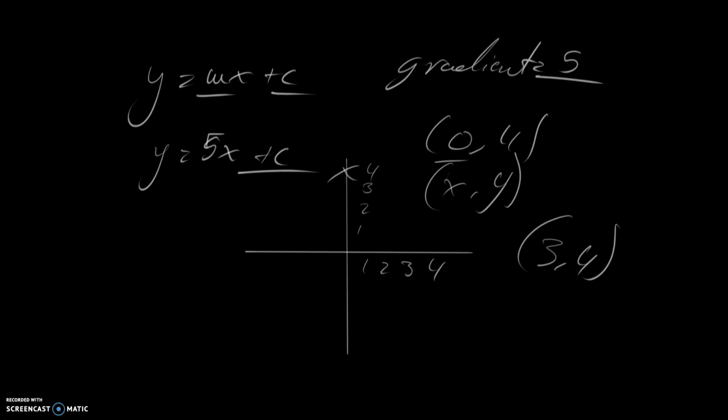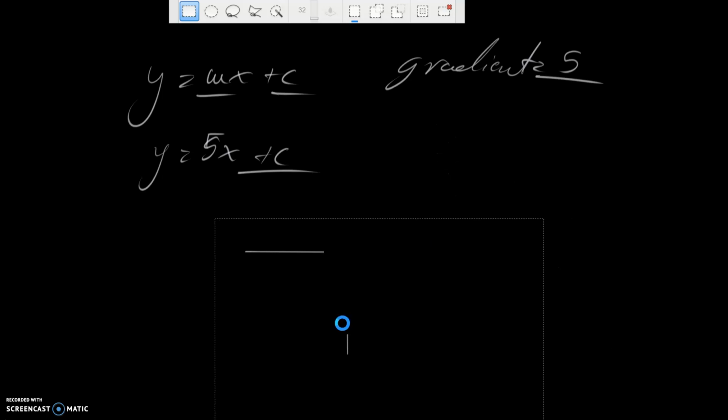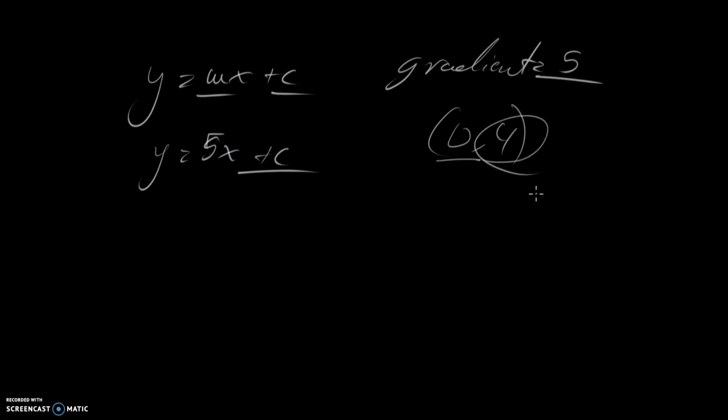Right, let's get rid of this. So our point was 0, 4. Because we know that x is 0 and we only have 4, which would be just on the y-axis, that means the formula is y equals 5x plus 4. Easy, right?